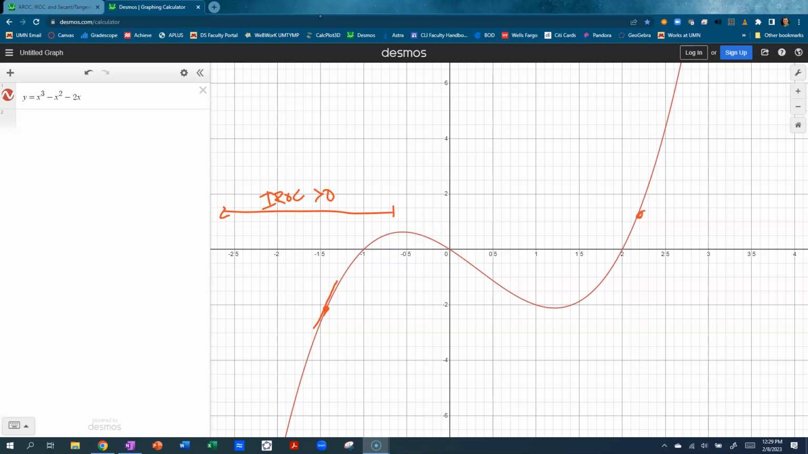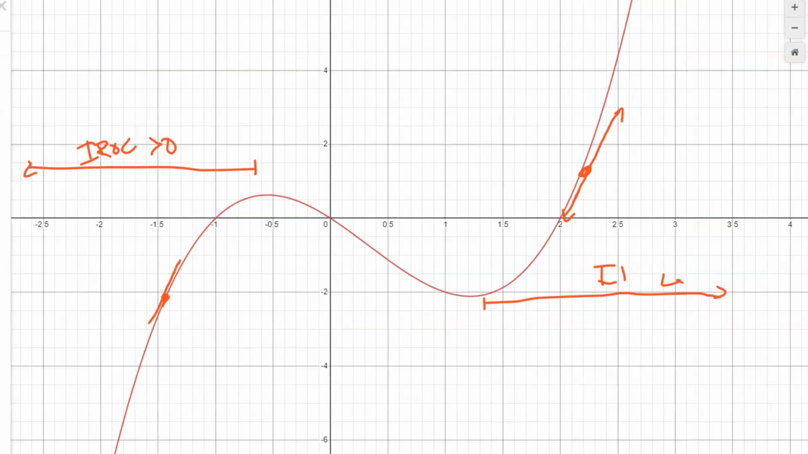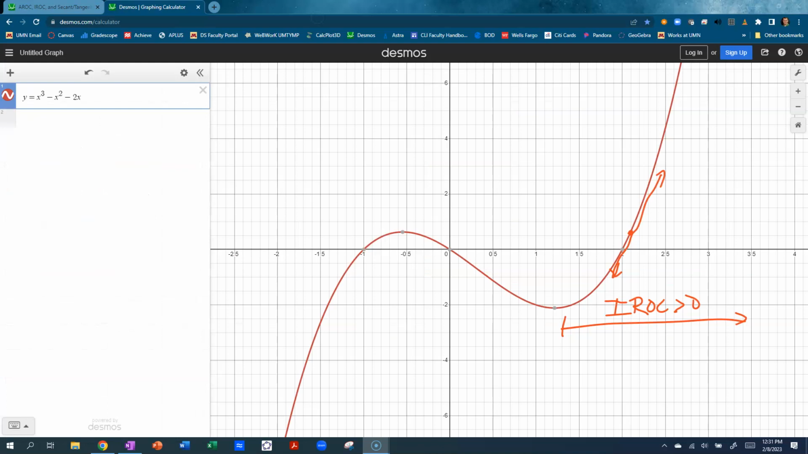Same sort of thing would happen over here. Again, pick a point and we get a tangent line that has positive slope, and that would happen all the way till about here. Okay, so again, the IROC is positive there. We'll add it back in. IROC greater than 0.